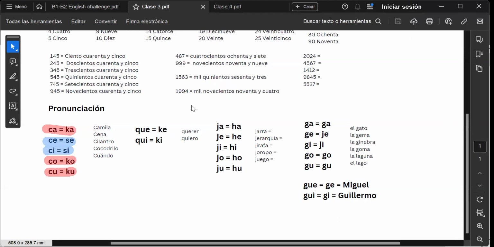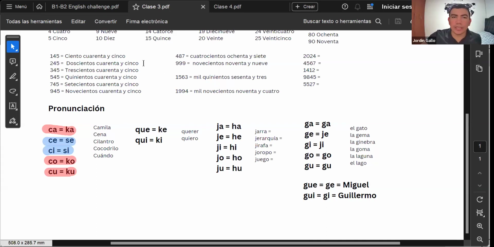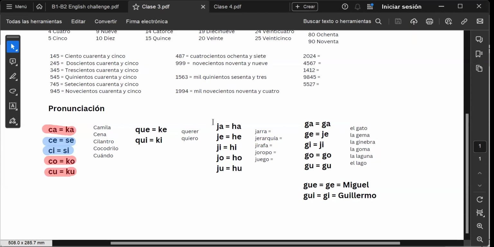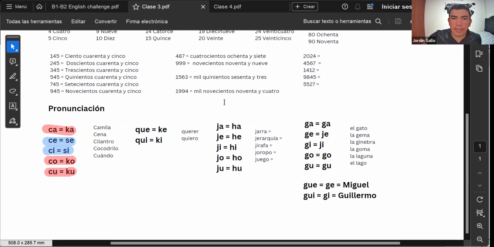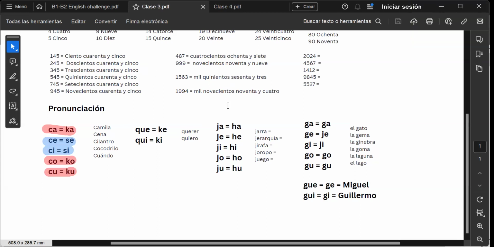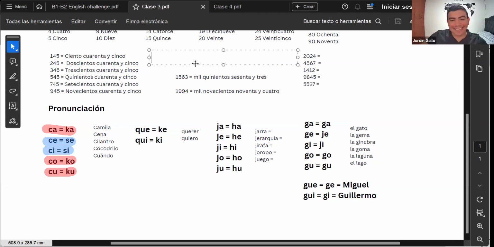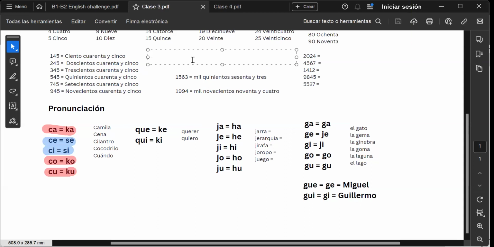I have a question. Yep. Because you had mentioned querer. So that's to want. Yep, to want. So desear, that's to desire, right? Yep. So I hear like "yo quiero Taco Bell," right? But no one ever says "yo deseo Taco Bell." So what would be the difference between querer and desear?